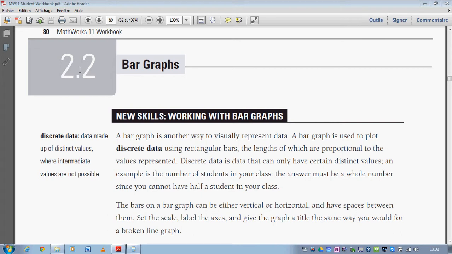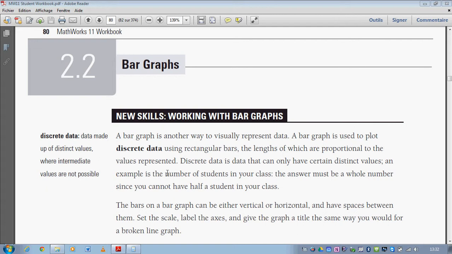Today we're going to be talking about 2.2, which is bar graphs. Getting started, a bar graph is used to plot discrete data. Discrete data is the opposite of continuous data. Discrete data can only have certain values, okay?